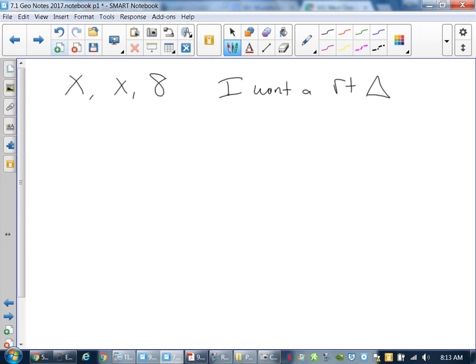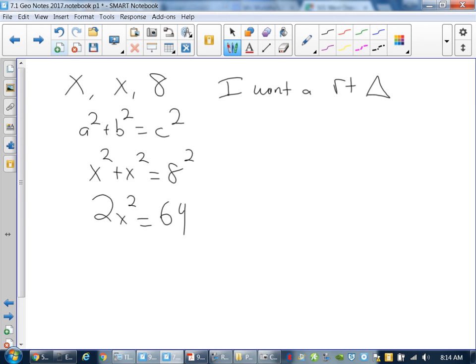Okay? So in order for this to work, what theorem has to hold true? Okay. So we have to have a squared plus b squared equal c squared. So here my a and b values are both x. Are we okay with that? Now, algebraically, how do you combine like terms here? Am I multiplying these two together? No, I'm just adding them together. So 2x squared? 2x squared, very good. I get 2x squared equals 64. Are we okay with that?